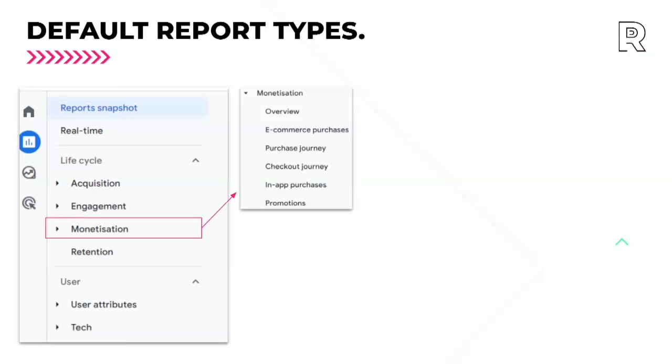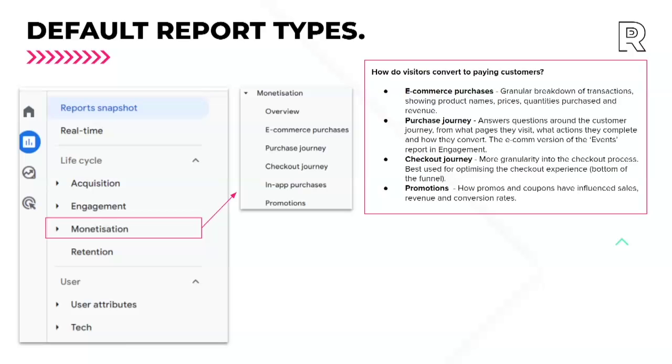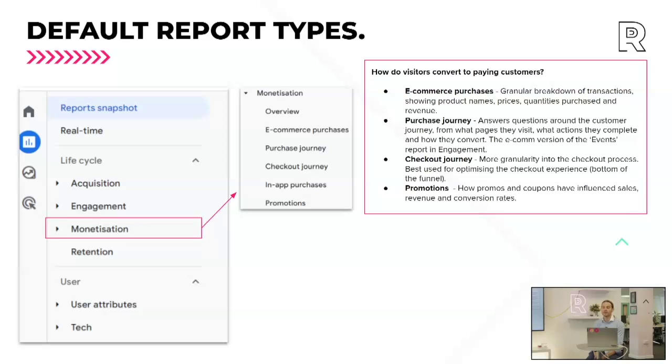So we'll move on to monetization reports. So this is how are we converting our users to paying customers? So the e-commerce purchases report is kind of a granular breakdown of the transactions that are taking place. So that might be things like product name, revenue, quantities purchased, and so on. So it'll give you a really good idea of what's being bought and how much money it's producing.